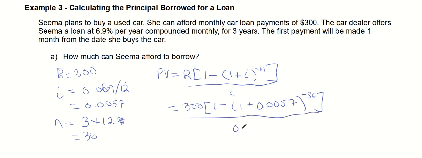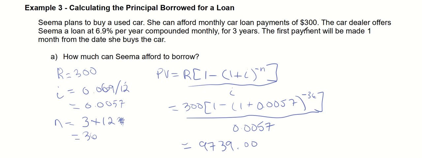There we go. And 0.0057. And what do we have? We have 9,739. Okay. So she can only afford to borrow $9,739 in order to make these $300 payments.